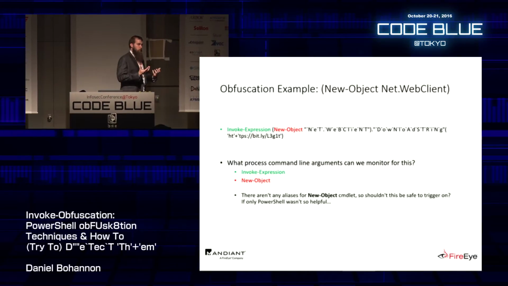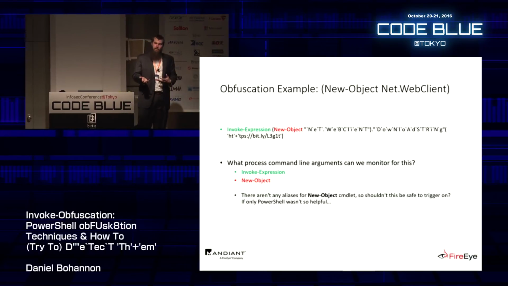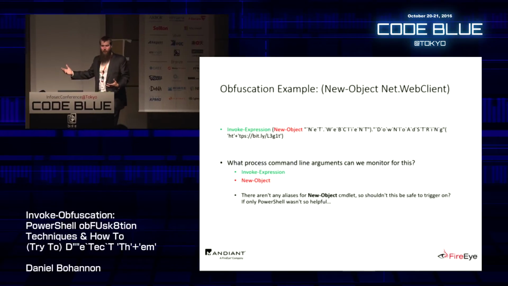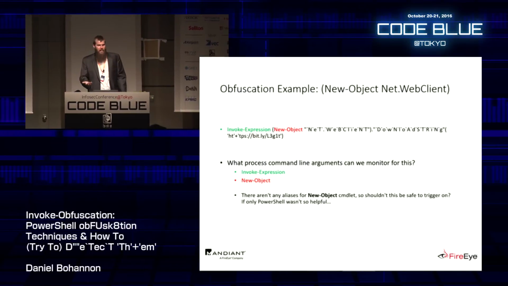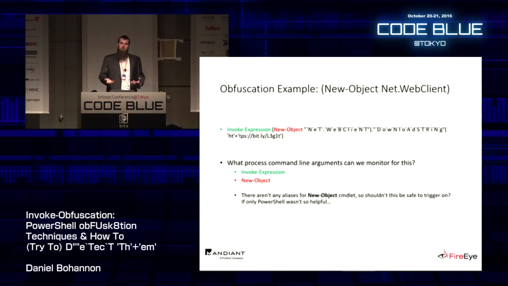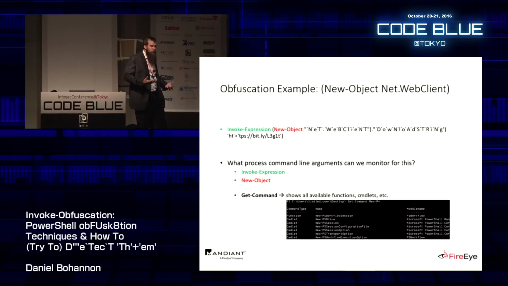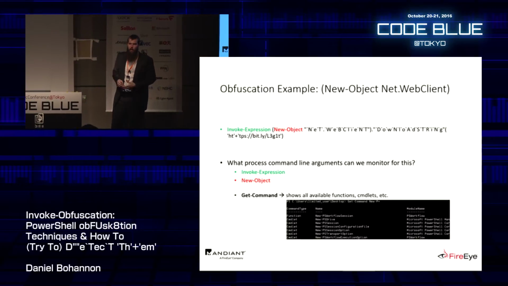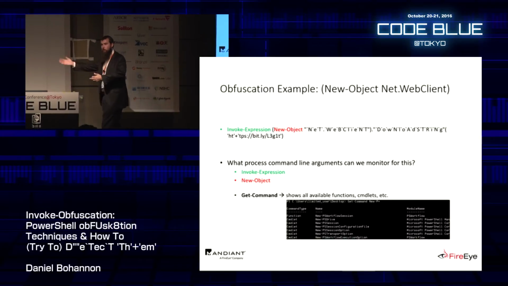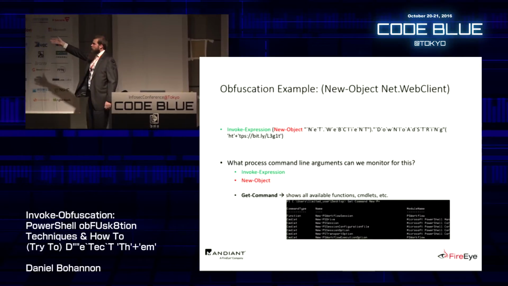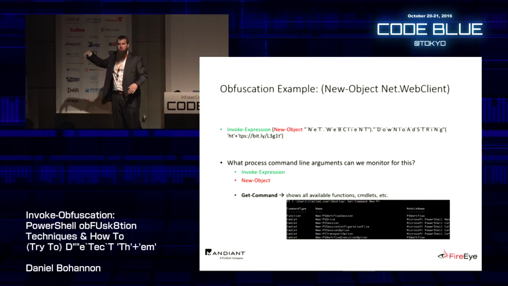So again, PowerShell is a very rich language, and for a lot of the commandlets, there are many aliases you can use for that commandlet to make it easier to write code. New object actually doesn't have any aliases, so I figured this should be pretty easy to detect. It should always look like new object, right? Not quite. There are so many commands in PowerShell that sometimes you forget which ones are available. So there's actually a command called get command, which will show you all the available commands. And this is nice because we can say, show me the commands that start with new -p wildcard.